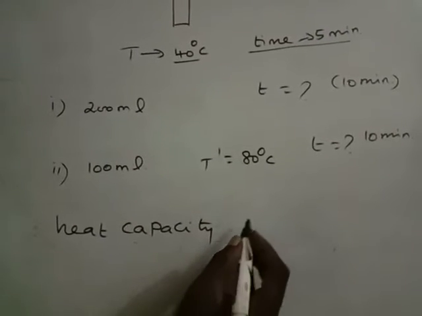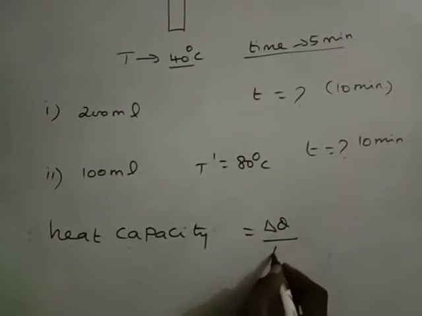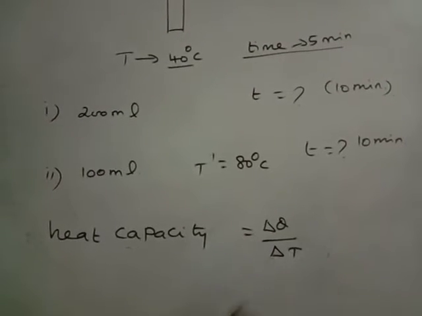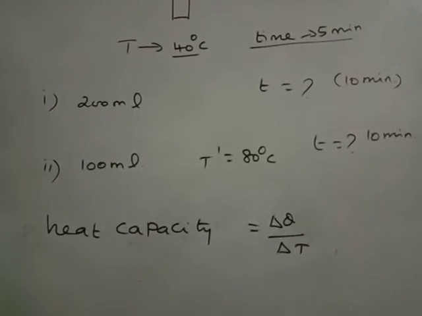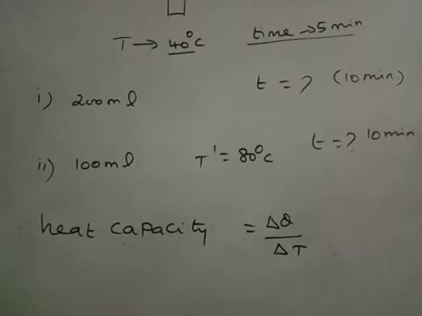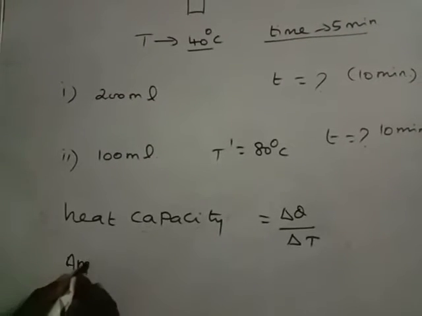So what is meant by heat capacity and specific heat capacity? Heat capacity is the amount of heat energy required to raise the temperature. The amount of heat energy, delta Q, required to raise the temperature is called the heat capacity.